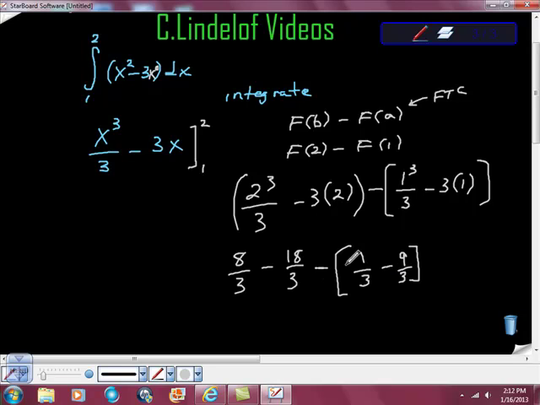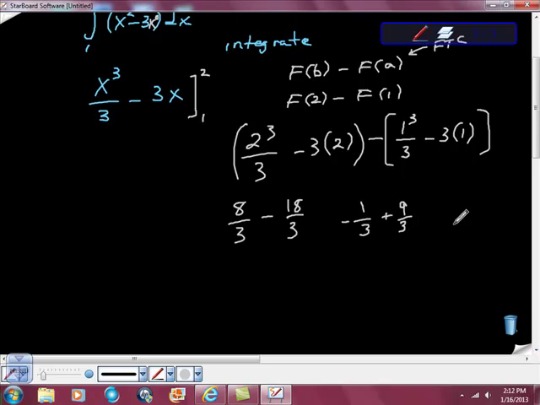I'm going to go ahead and distribute this in. That makes this negative. Negative times a negative is a positive here. If you see what I'm doing, I'm just trying to keep my math as simple and straightforward as possible. I finish my work, and we're going to end up with a total of negative 2/3. Right?